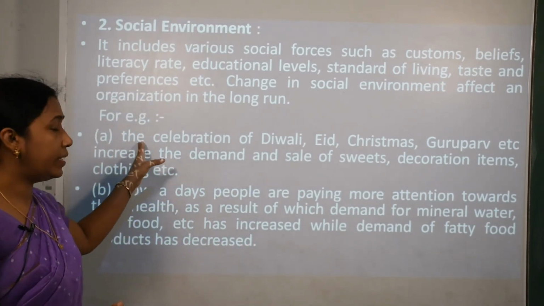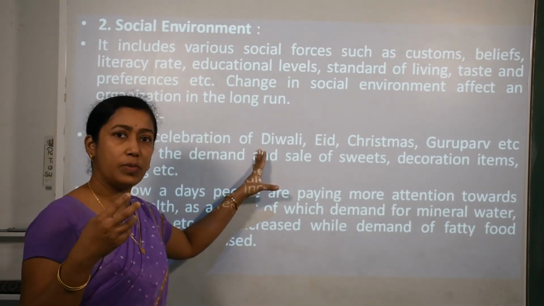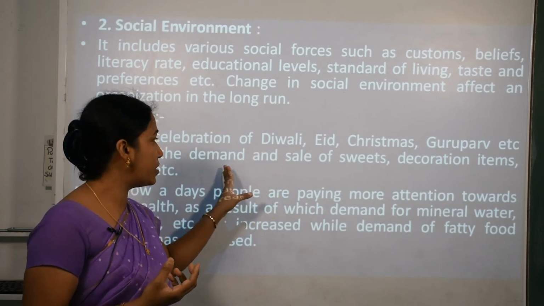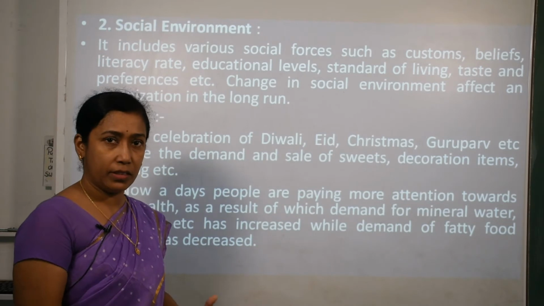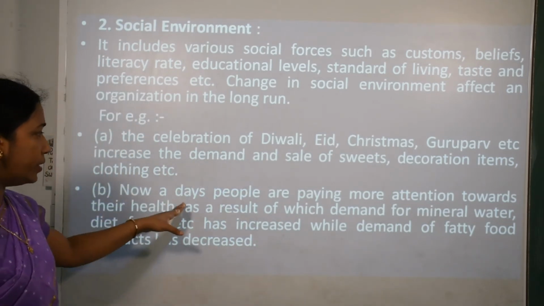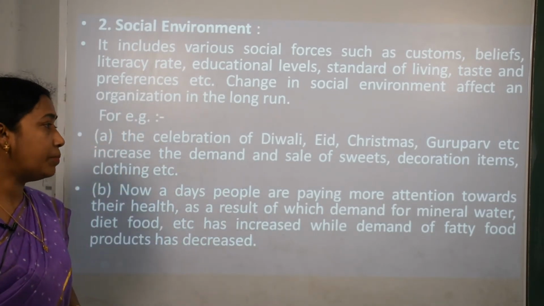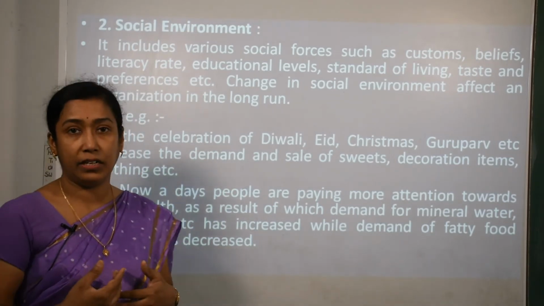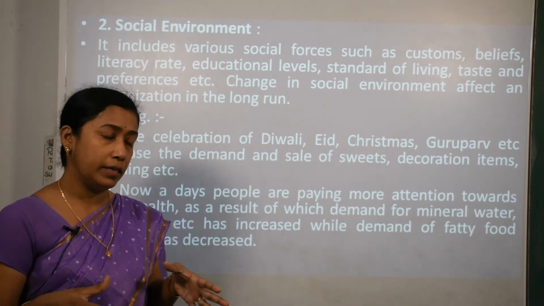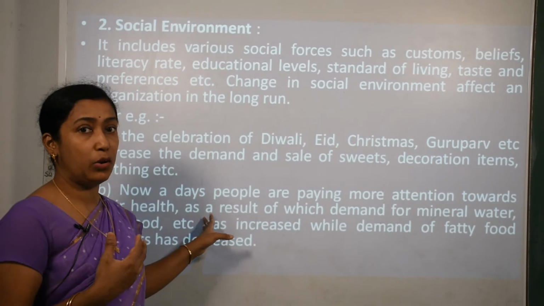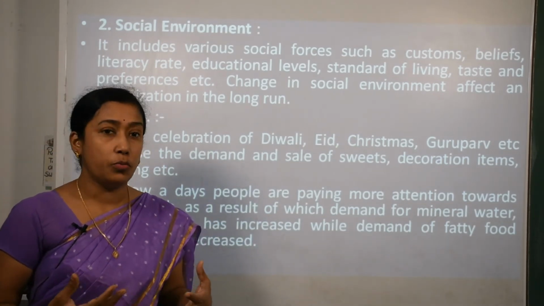So because of social customs, our festivals, beliefs, values and traditions, there is a high rise in demand or increase in sale of many things required during this time. Nowadays people are paying more attention. This is the second example. We can see that people are paying more attention to their health. That means people are now health conscious. So in the market there is more and more supply of mineral water, diet food and many other things required to become healthy.